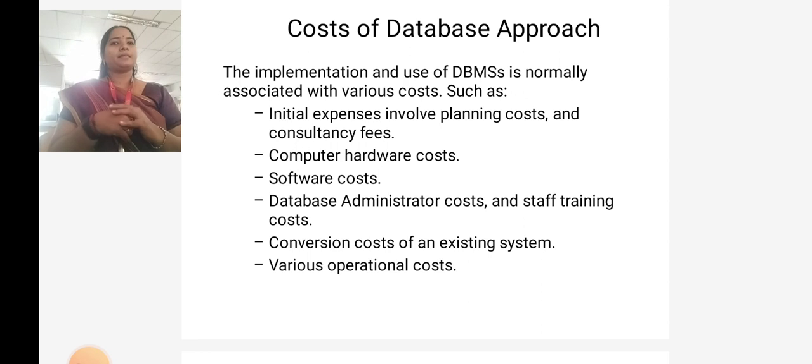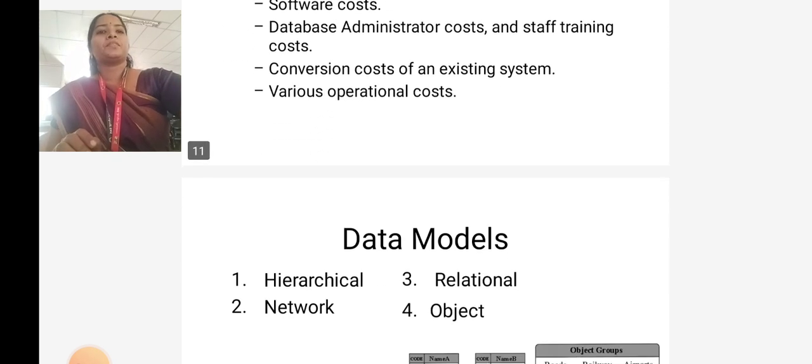Cost of the database approach. The implementation and use of database systems is normally associated with various costs. That includes initial expenses involving planning costs, consultancy fees, and computer hardware costs to be planned in the requirement analysis itself. Software costs are also there. So database administrator costs and staff training costs will also be there. There are certain disadvantages also in this database management system. So conversion costs of an existing system and various operational costs will also be included here.